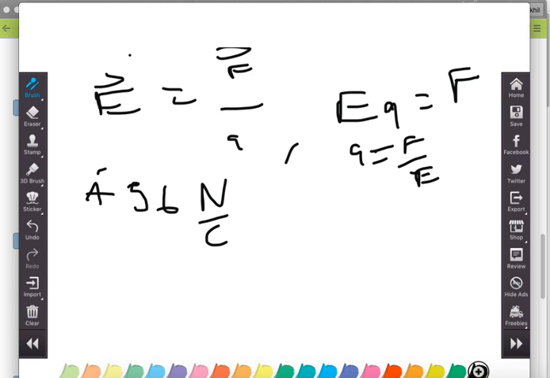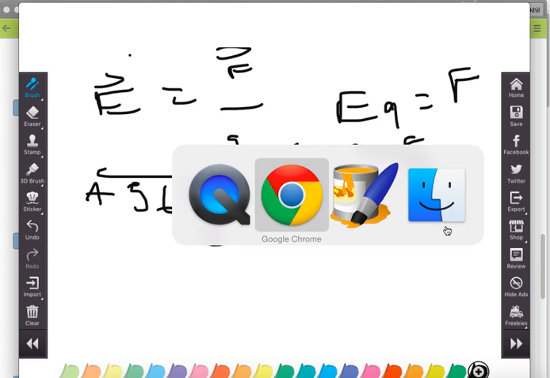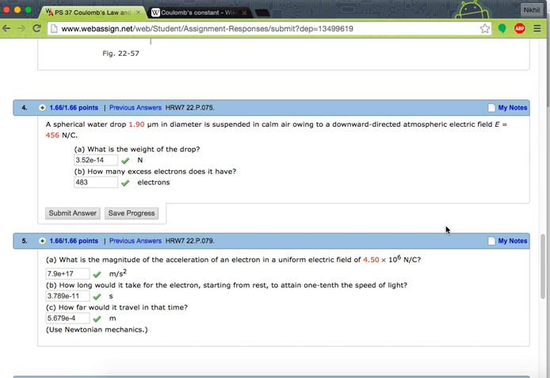So let's put an F on top. F, and we solved for F in the previous equation: 3.52 times 10 to the minus 14 newtons. And then this will give us Q in coulombs, which I got 7.72 times 10 to the minus 17. This is what I got.